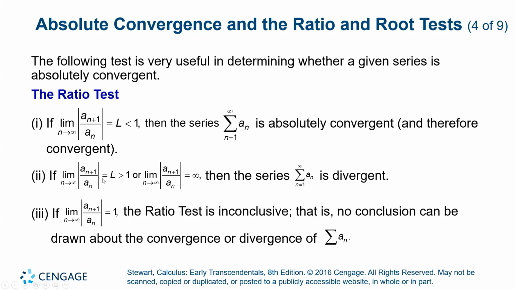So if you find that limit to be less than 1, then you can say your series is absolutely convergent, and therefore, by the previous theorem, it's also convergent. If that limit is greater than 1, or all the way to infinity, then for sure your series is divergent. The only kicker is, if that limit is exactly 1, then you know nothing. The ratio test is inconclusive. You can't say anything about that series being convergent or divergent. So less than 1 converges, greater than 1 diverges. That ratio is the same on all of them, okay?